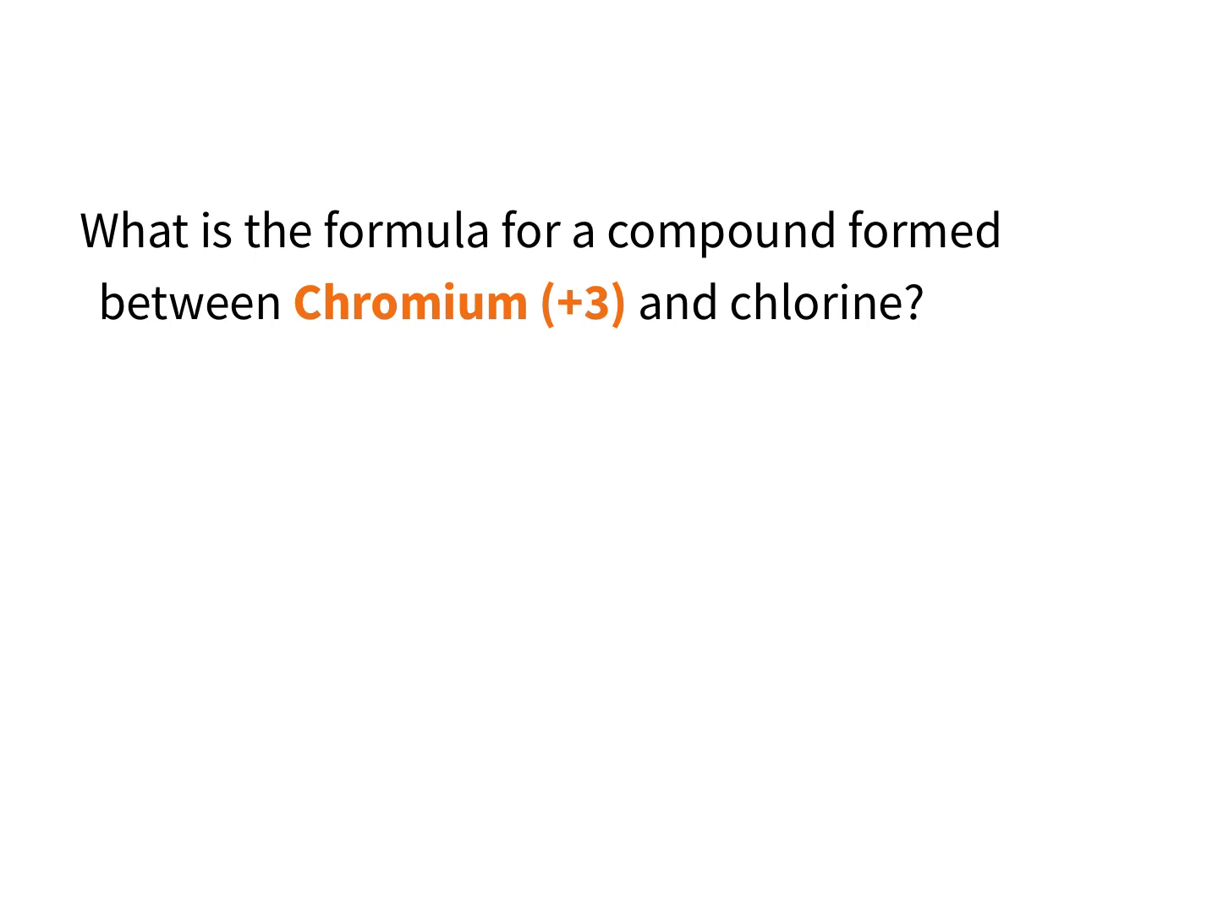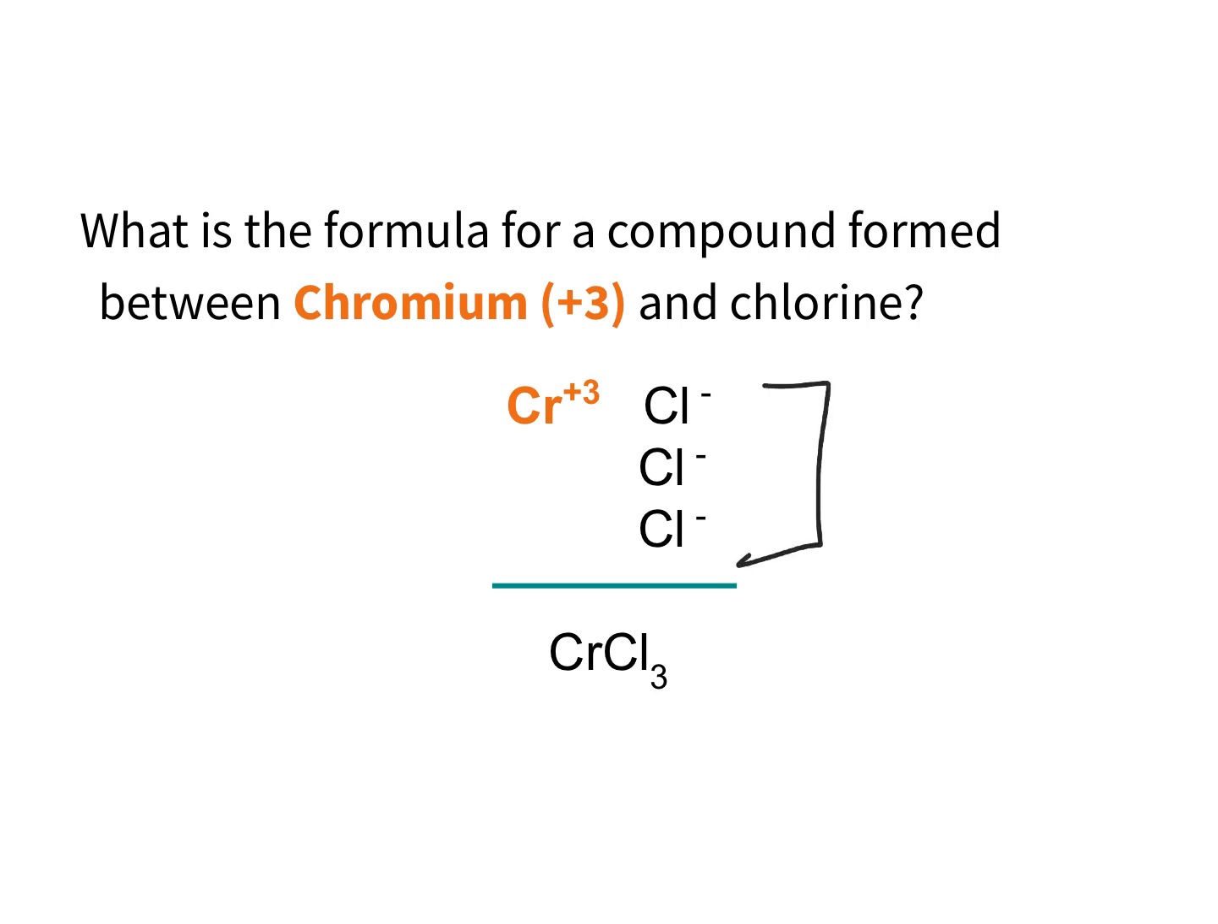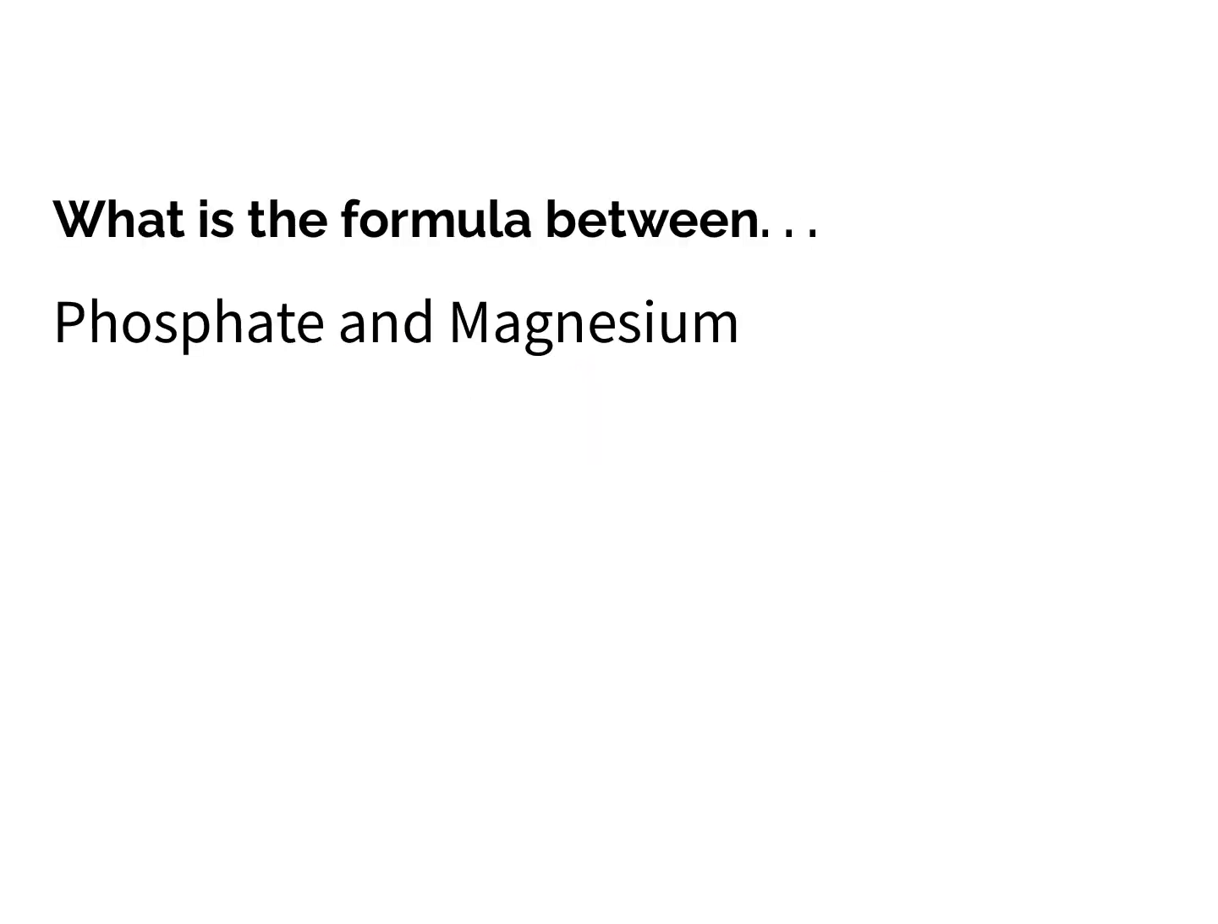Now go ahead in your notes and try and figure out the formula with a compound formed between chromium +3 and chlorine again. This is going to be our formula. So it's the same exact idea as the other problem we just did, but this time we need 3 chlorine charges, 3 -1 charges to balance out our chromium +3 charge. Okay, so that's why now we have a 3 here instead of a 2.